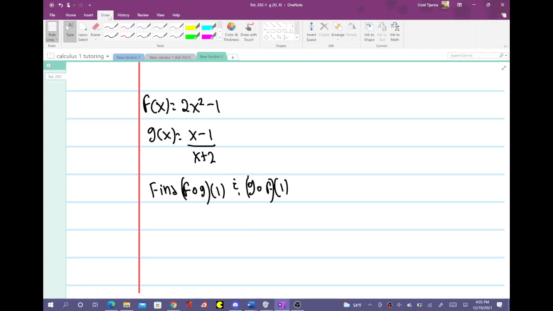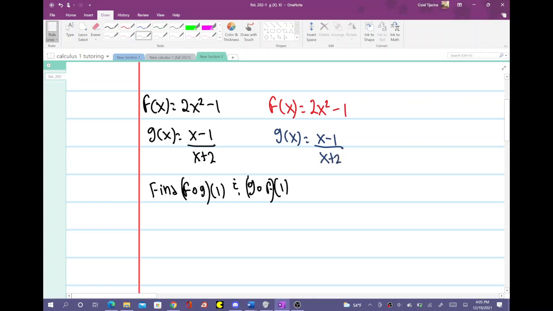Okay, so basically what you want to do here is, first of all, I'm going to rewrite f of x in color coding so that we know exactly what we're doing. So we have this f of x here, and g of x is this one right here, x minus 1 over x plus 2.